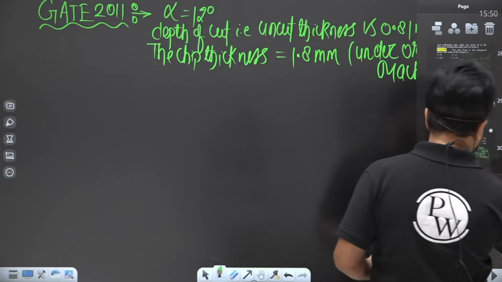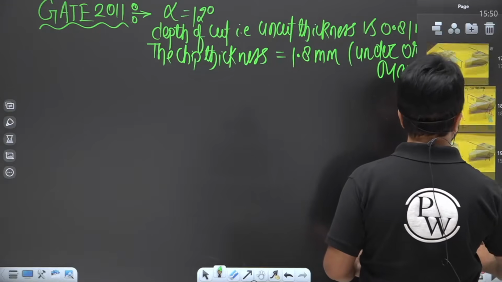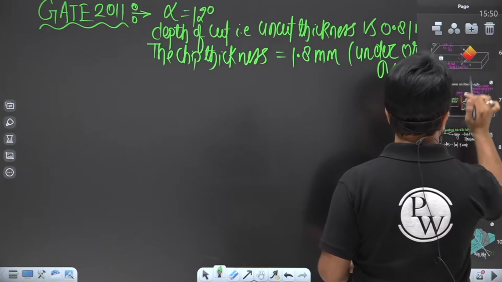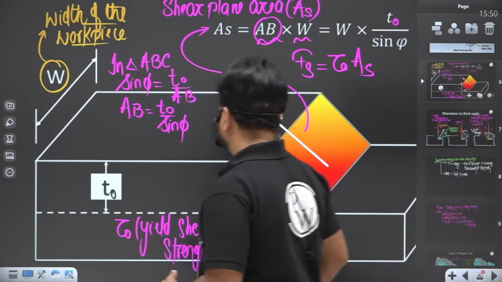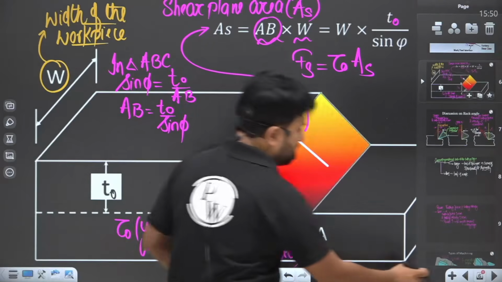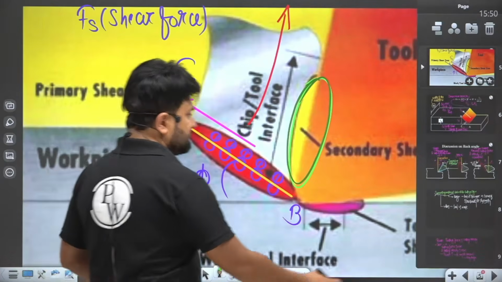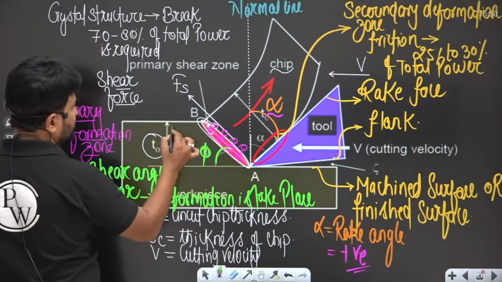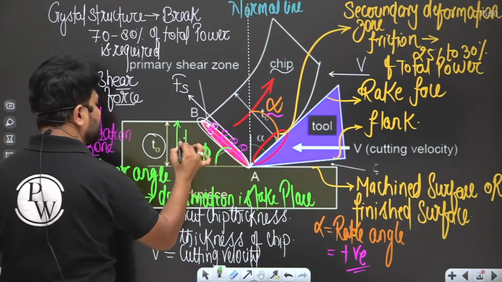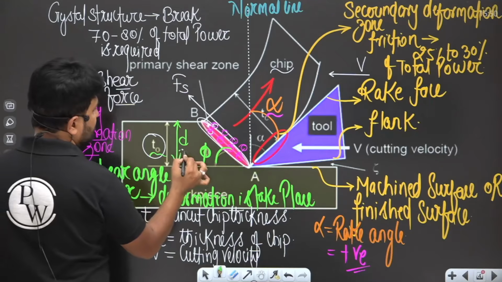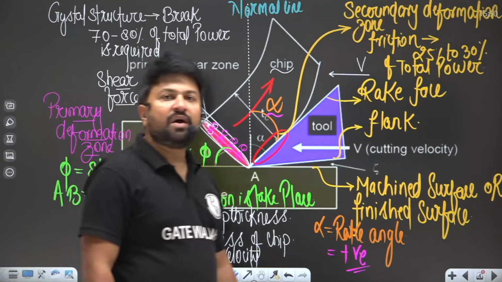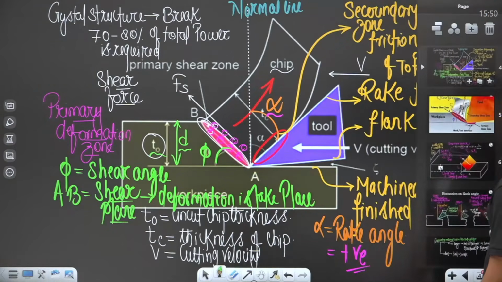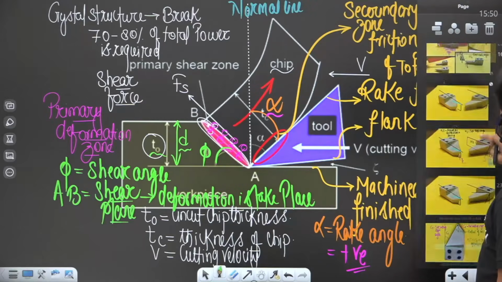Let me show you what he is saying to us. See this figure. A depth of cut, that is t0. The depth of cut and t0 are the same in orthogonal machining. So please remember that the depth of cut, that is t0, is the same in orthogonal machining. Now let's move to our question.